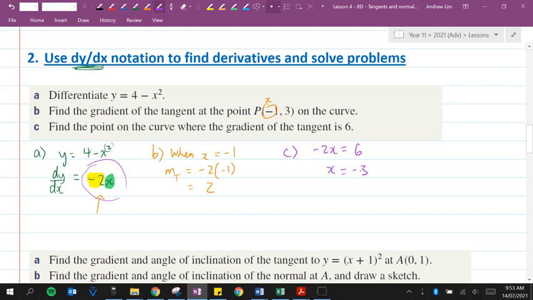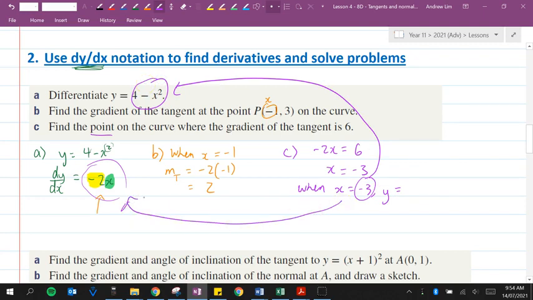But that's not the point, right? That's just the x-coordinate. We need the y-coordinate as well. So when x is equal to negative 3, y is equal to, we're going to sub this negative 3 back into the original function to tell us what y is. We do not sub it back into that because that's not y, that's dy dx. We want it to be what y is equal to. So y is equal to 4 minus negative 3 squared, which is negative 5. So it's at negative 3, negative 5.